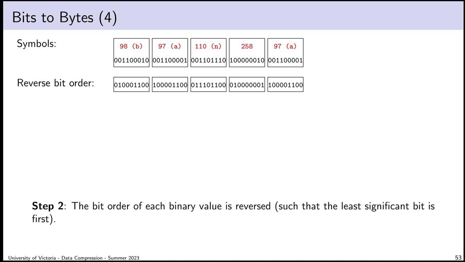I then take each bit sequence, so each 9-bit sequence, and I reverse the bit order. So that means this bit ends up down here, and this bit ends up down here. You can begin, if you want, screaming at the screen, why are we doing this? Don't worry, you'll have plenty, your voice is going to be hoarse by the time you're done. Why are we reversing the bit order? Well, we don't have a choice.